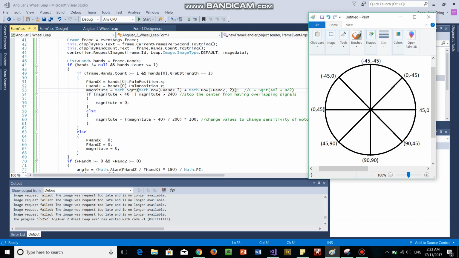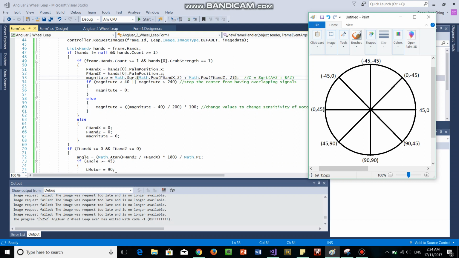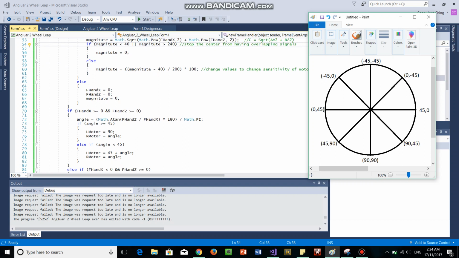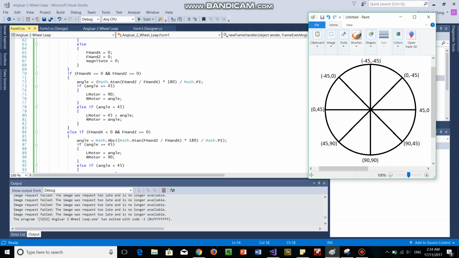And within the internal values, it will all be 0, and for the external values beyond that, it will be 0. If not, the magnitude will be the magnitude minus 40, divided by 200, times 100%. 200 is because of the units here. The difference between 240 and 40 is 200 units. So we divide by 200 units and multiply by 100%. If not, the rest will be F hand X equals 0, F hand Z equals 0, and magnitude equals 0.